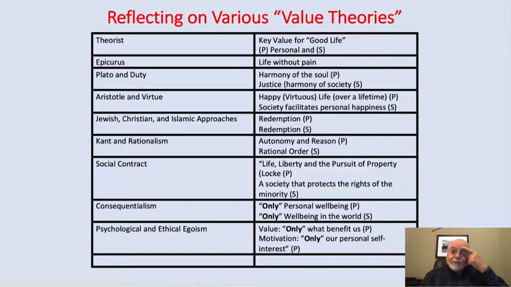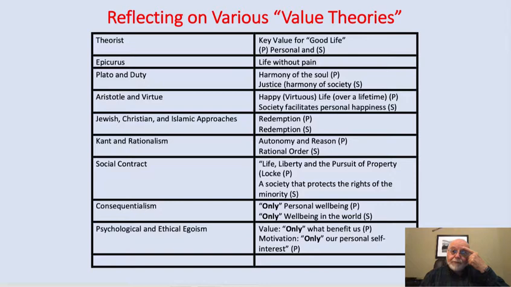Jewish Christian, we saw redemption individually and redemption of the group, namely the church and community. Kant's rationalism, autonomy and reason were to drive every action. It was to be on the basis of autonomy and reason, and hence the categorical imperative. And society was to function around rational order.